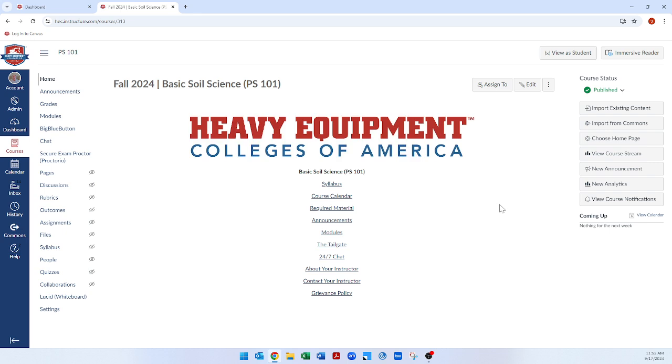And up it comes, and you can see here is the full name of the course you'll be taking, Fall 2024 Basic Soil Science. This is the course number. This is the school that you're in. And these are links. This is your link to the syllabus. This goes to the course calendar. I don't use it, and I would advise you not to worry about it.